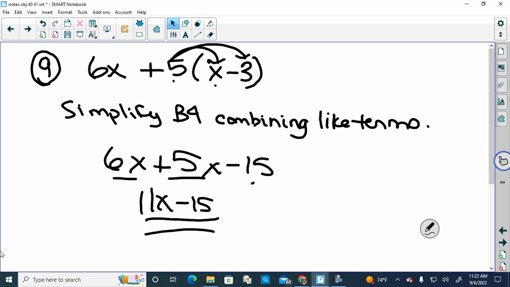Okay, we're good? So there'll be some that are already just adding and subtracting, and you're just looking for like terms. Others you're going to have to simplify before you can combine the like terms, because combining like terms is just for adding and subtracting.